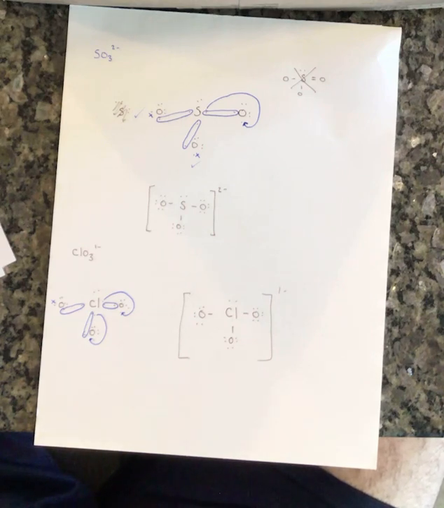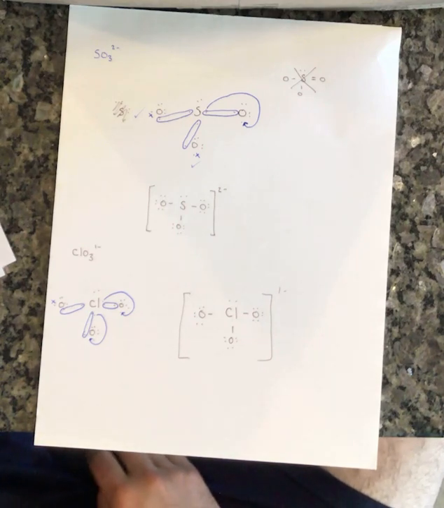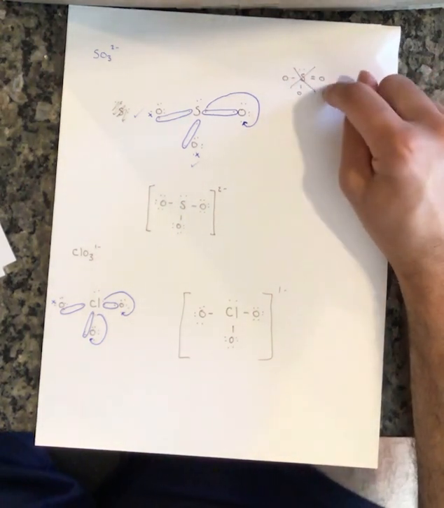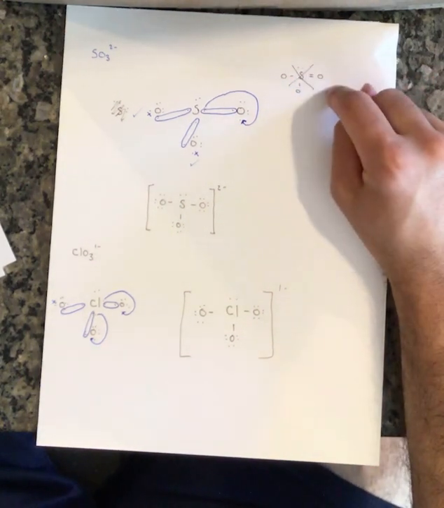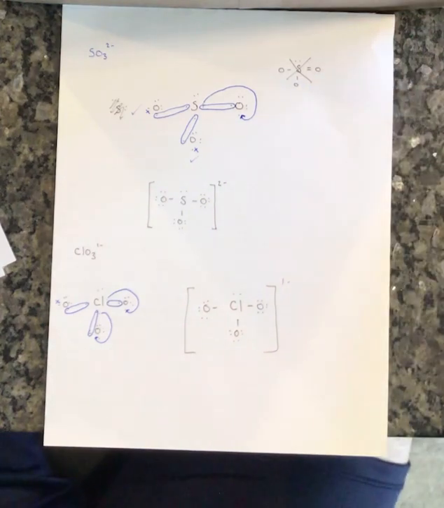Now, one thing that a lot of grade 11s make the mistake of is they add too many bonds. They break the octet rule. So make sure you don't do that, and you'll be fine.